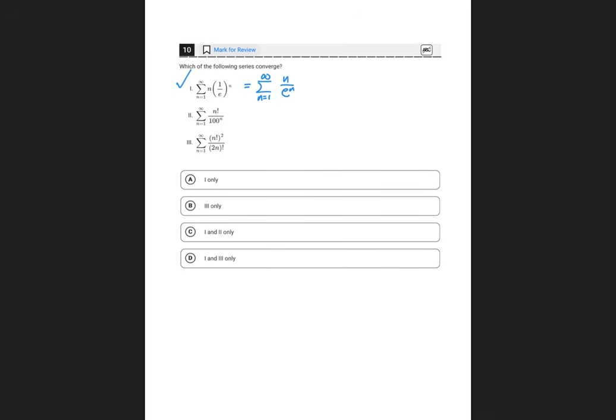Okay, and it converges because you have, I'll write it this way, polynomial in the top and exponential growth in the bottom. Okay, so that converges.